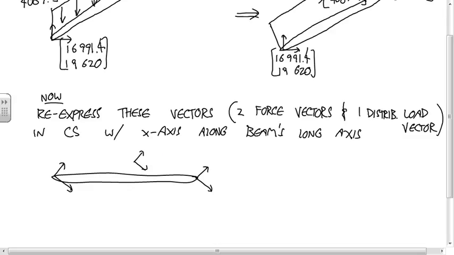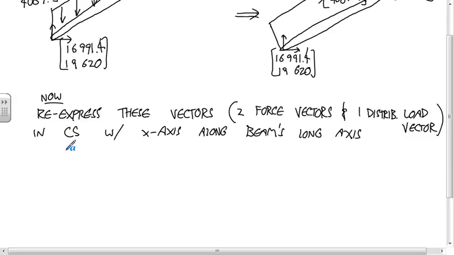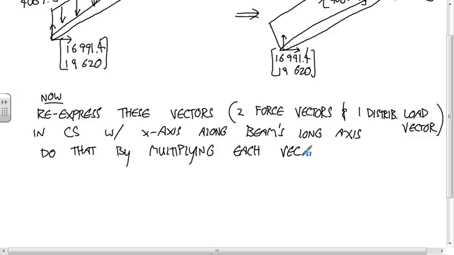Okay, so how are we going to re-express those vectors? Rotation matrices. So we do that by multiplying each vector by a rotation matrix.